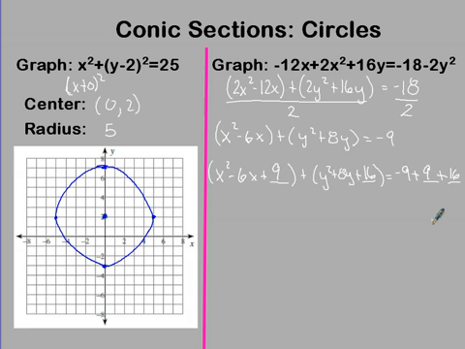Alright, and now we can rewrite this as (x minus 3) squared plus (y plus 4) squared equals 16. So the center is at (3, negative 4), and the radius is just the square root of 16, which is 4. And you could graph that.